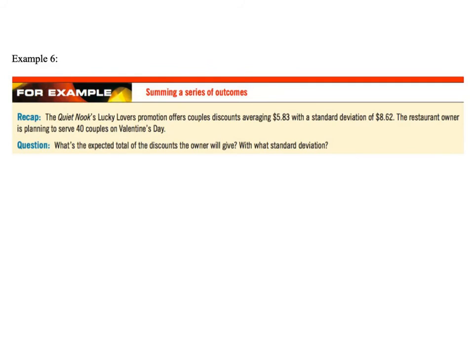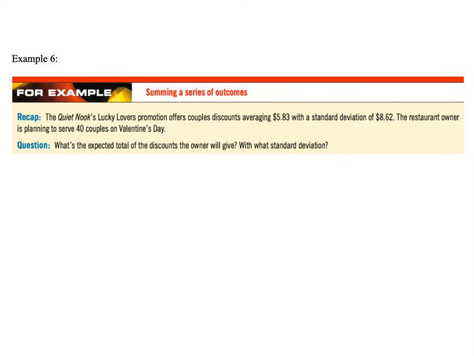Okay, so again, same old thing with the Quiet Nook. And the restaurant owner is planning to serve 40 couples on Valentine's Day. What's the expected total of the discounts the owners will give? All right, so what are we doing here? I will be combining 40 random variables, okay? So we are not doing just 40 times something. It's not a constant. Each couple is randomly getting a discount. So it's 40 random variables.